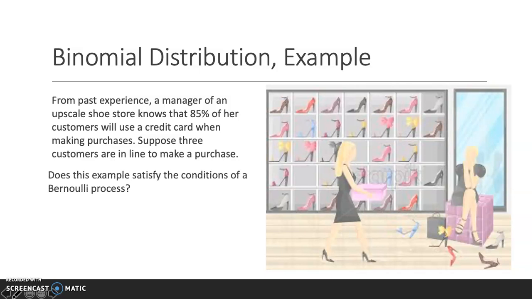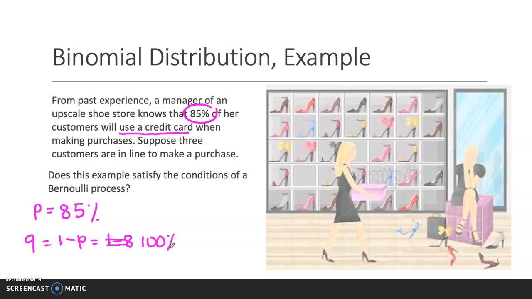The first question, does this example satisfy the condition of a Bernoulli process? This example satisfies the condition of a Bernoulli process because a customer either uses a credit card with the probability of 85% or does not use a credit card. So if the probability of using a credit card is 85%, the second outcome, not using a credit card, would be 1 minus p, which is 100% minus 85% equals 15%.